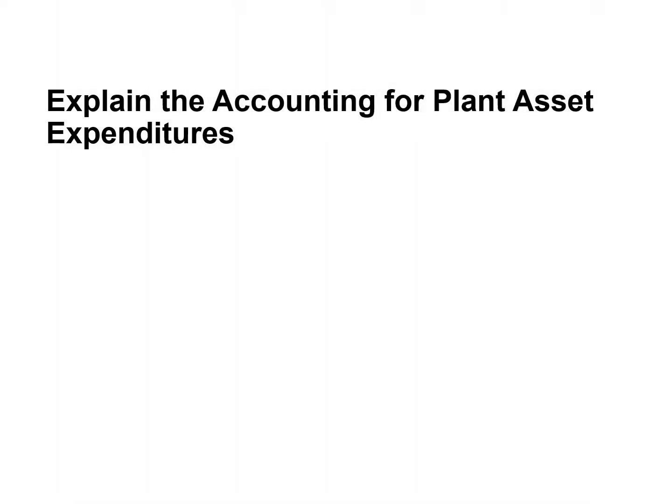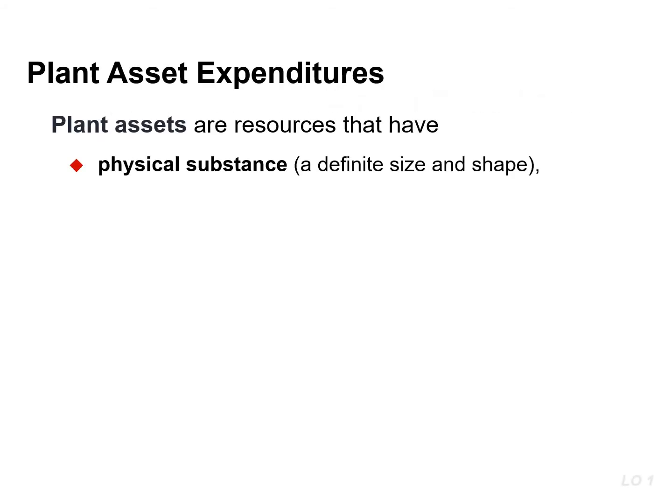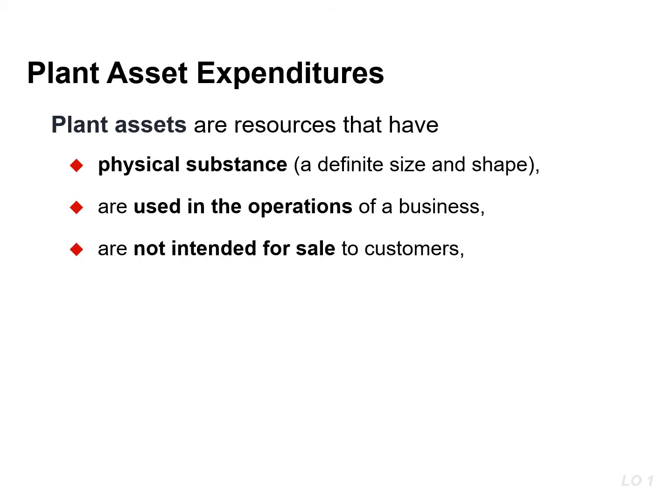The cost of plant assets includes all expenditures necessary to acquire the asset and make it ready for its intended use. This video will explain the accounting for plant assets, such as buildings and equipment. Once cost is established, a company uses that amount as the basis of accounting for the plant asset over its useful life. Plant assets are resources that have a physical substance, are used in the operations of a business, and are not intended to sell to our customers.